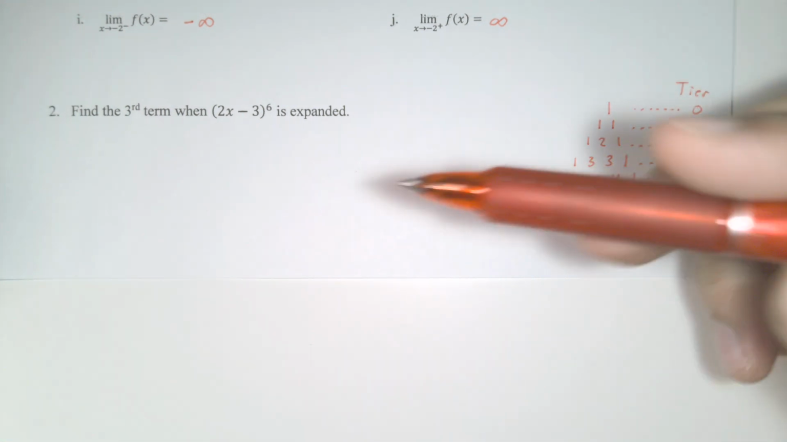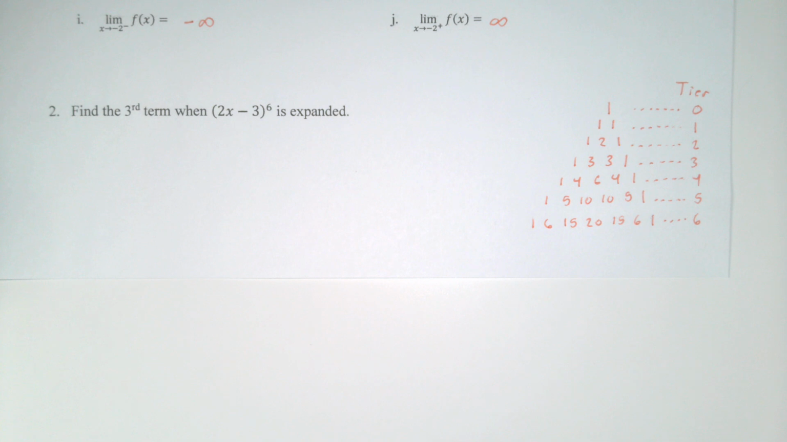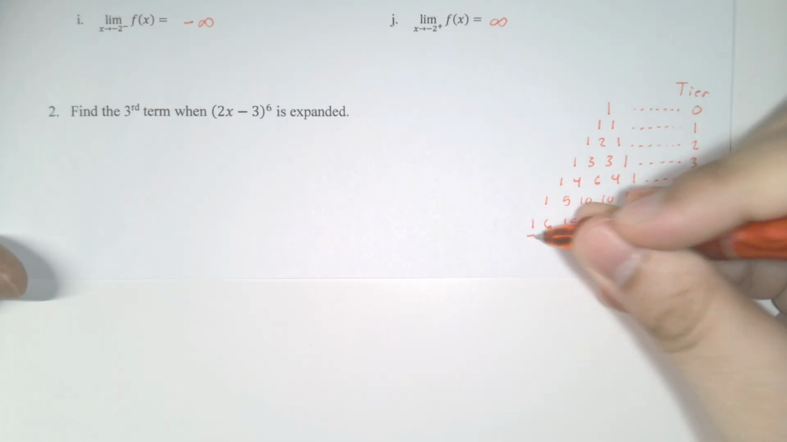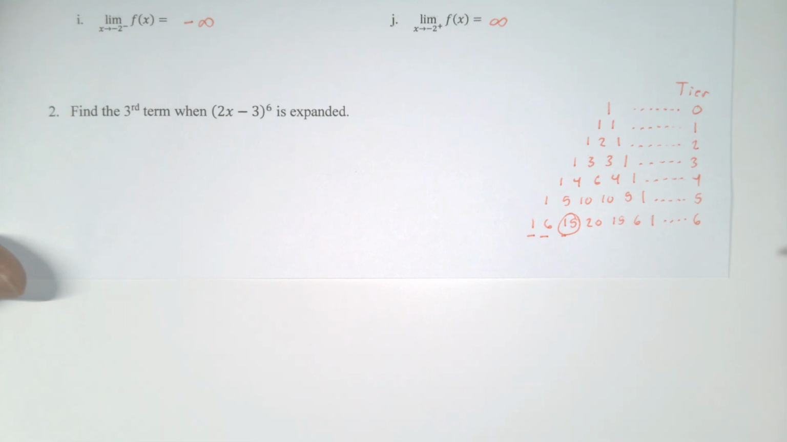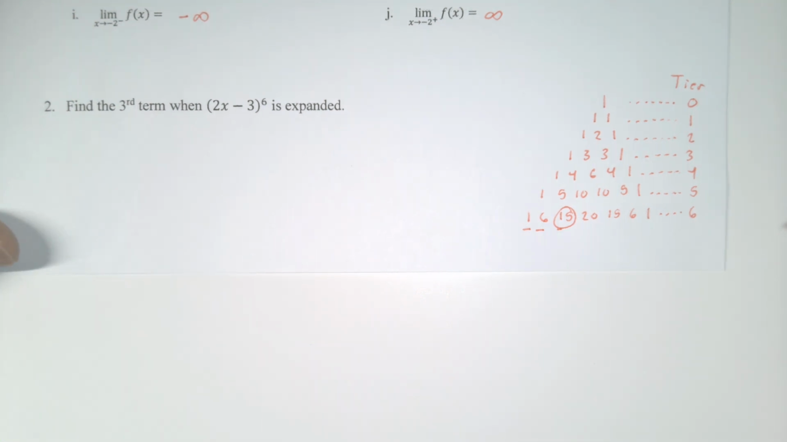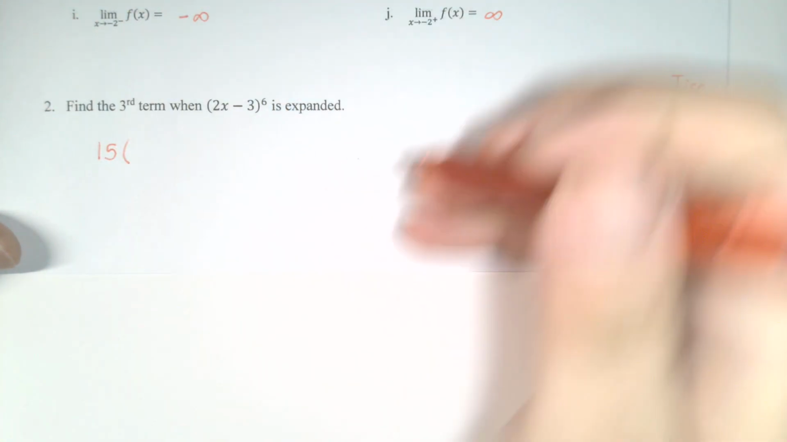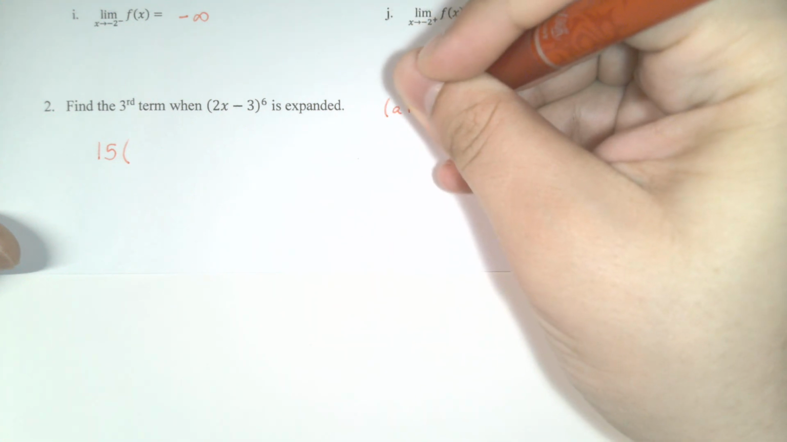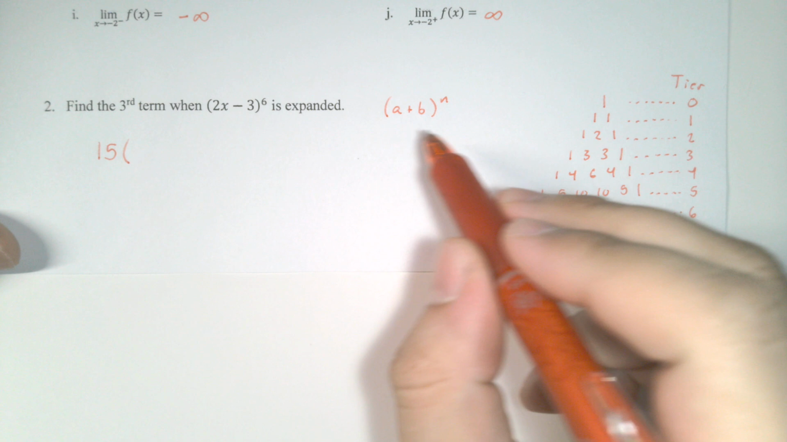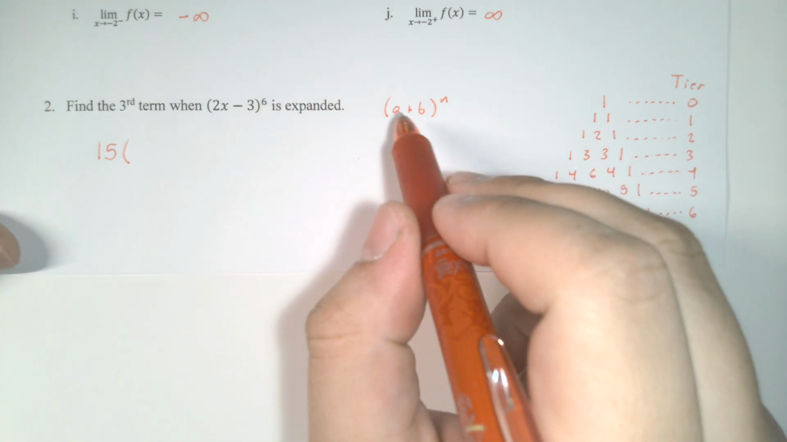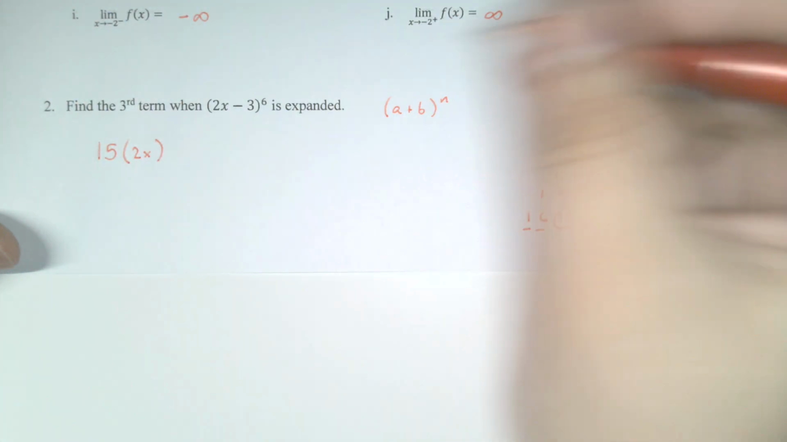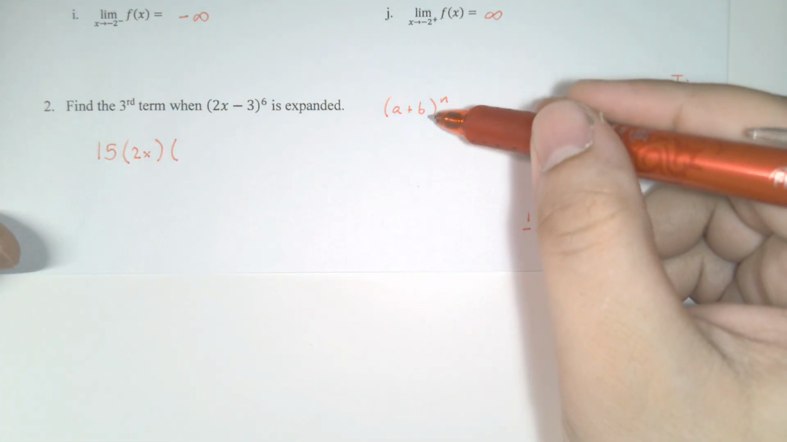And so we want to find the third term when this is expanded. The third term is going to be 1, 2, 3. So we want 15 here. That's going to be the coefficient of our term. So for the third term, we're going to have 15, and then we look at what we have here. Remember, all of these are in the form of a plus b to the power of n. If we know that n in this case is 6, we just need to identify what a and b are. Well, a in this case is 2x, and then b is negative 3.